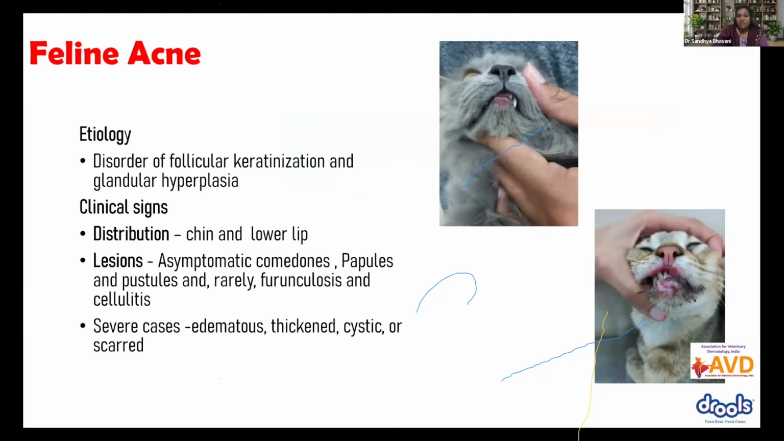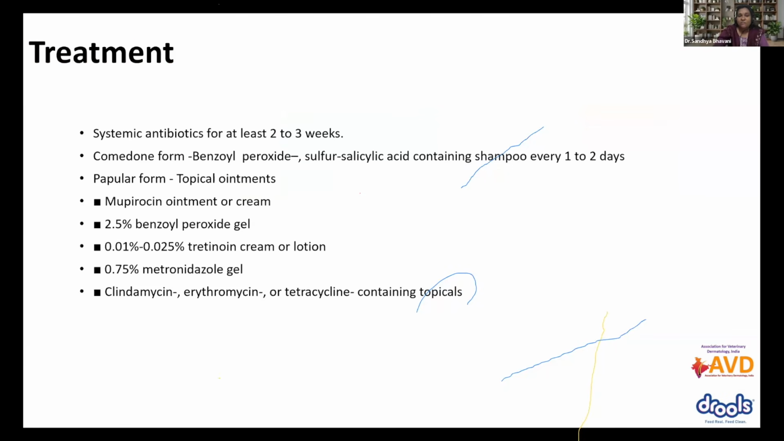So feline acne is again a disorder of follicular keratinization. Keratin plugs and comedone-like structures will be present on the chin area and lower lip, and it can be present in either a papular form or the comedone form. For the comedone form, you have to apply anti-seborrheic agents or gels. For the papular form, you have to go for secondary bacterial infection medicines, tretinoin gel, benzoyl peroxide gel, and mupirocin gel, along with antibiotic gels.